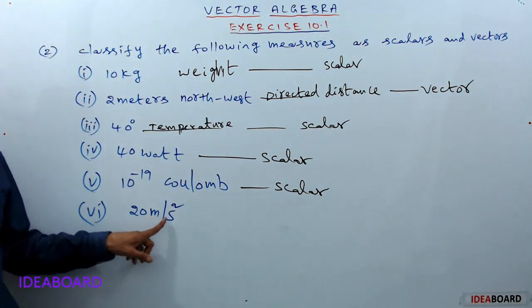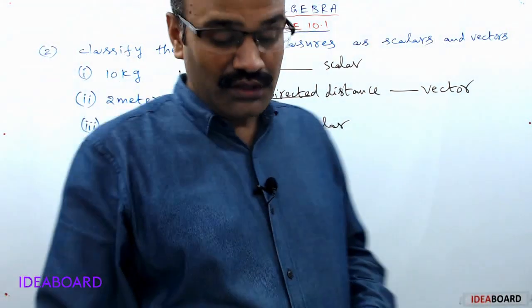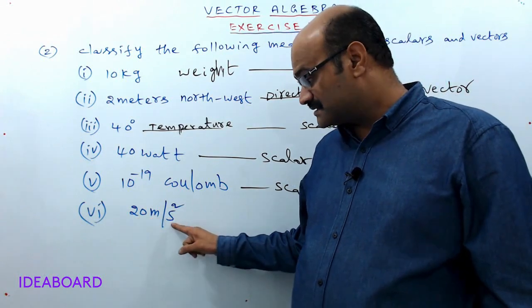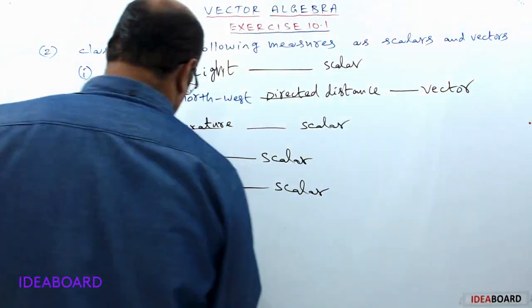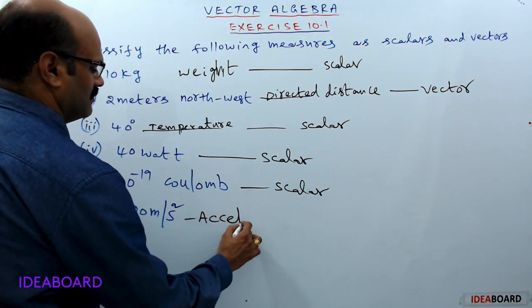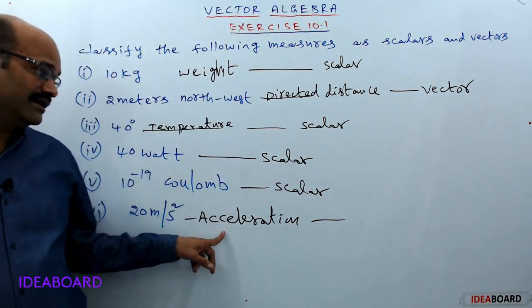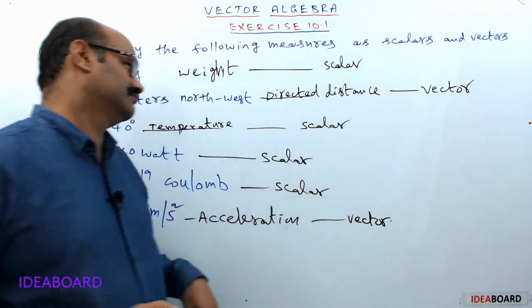Next, 2 meter per second square. Here, 2 meter per second is velocity. 2 meter per second square is always acceleration. Since it is acceleration, we say that clearly it is a vector.